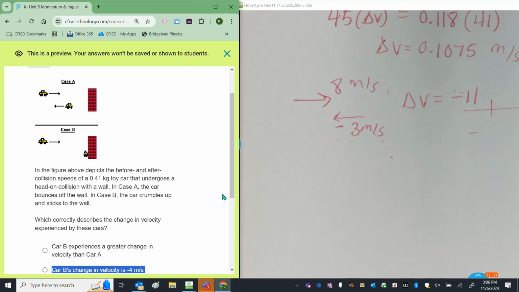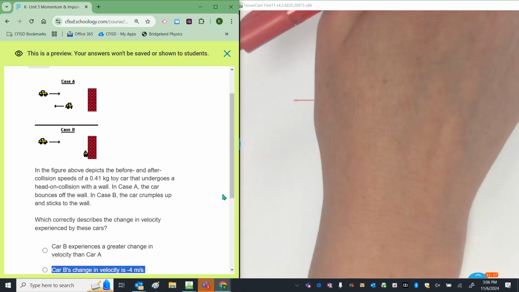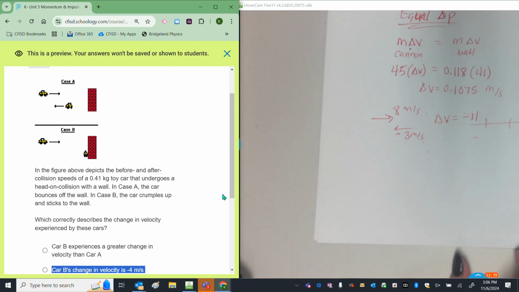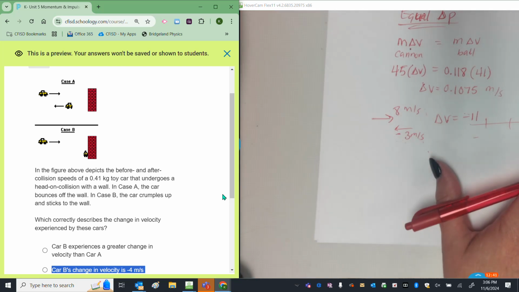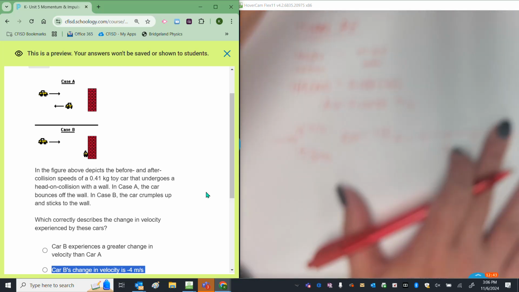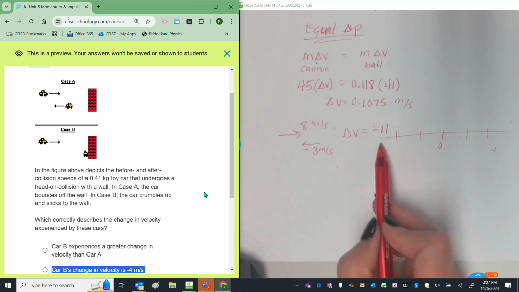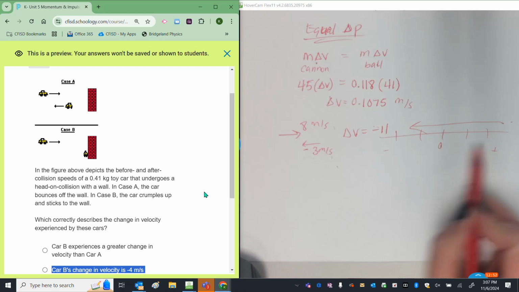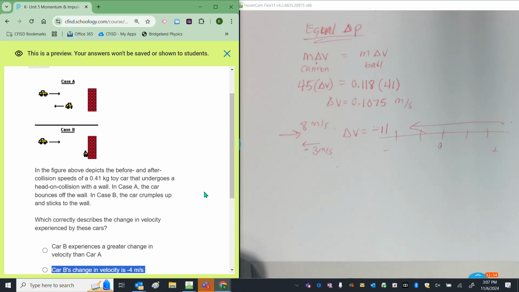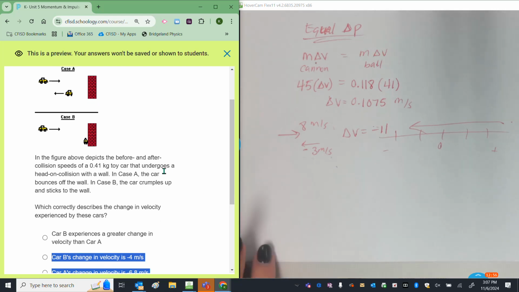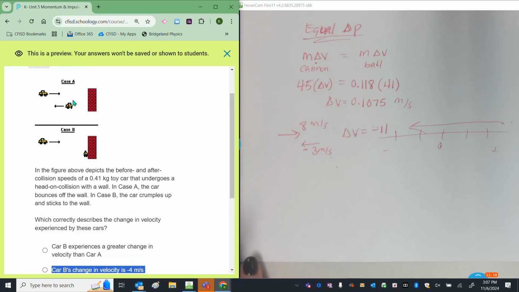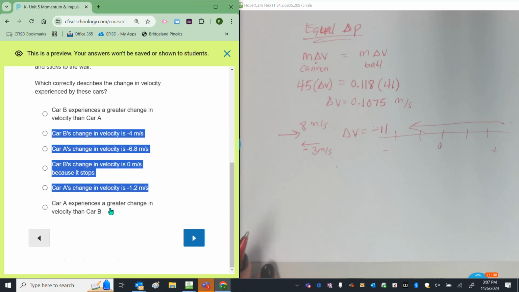If you have something that bounces, and I know there weren't any numbers in this question, I just realized y'all couldn't see the number line I drew. Not that it matters, it wasn't very pretty. But if something bounces, your change in velocity is going to be greater than if it sticks. If it sticks, it just stops. But if it bounces, then you're going past 0 into the other direction. All right, so the answer to this is that car A will have a greater change in velocity than car B.